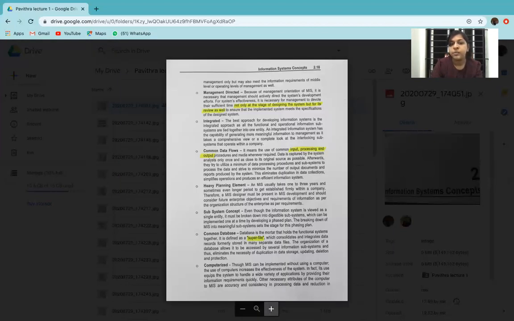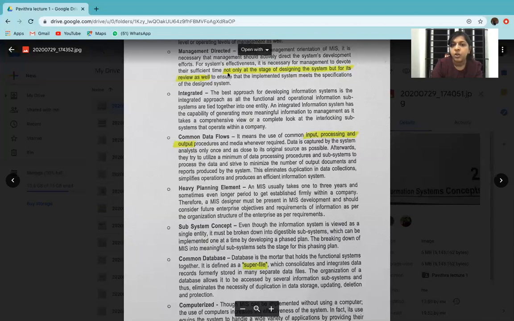What does it mean when we say it is management directed? It is necessary that they should actively direct the system development. So it is directed by the management, and the management should actively develop and direct the system's development, not only at the stage of designing the system, but for its review as well. Only under their direction is everything going to happen. Then it is integrated.